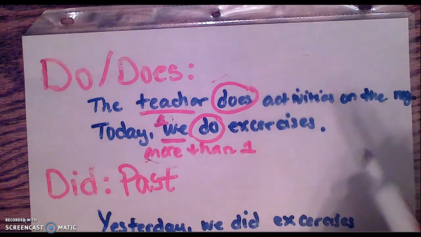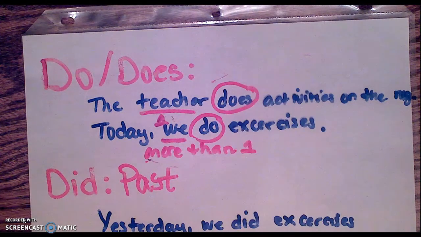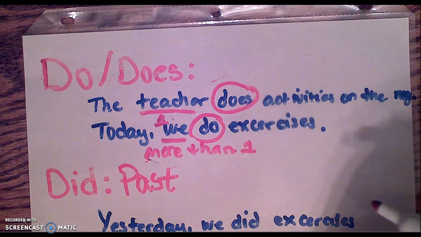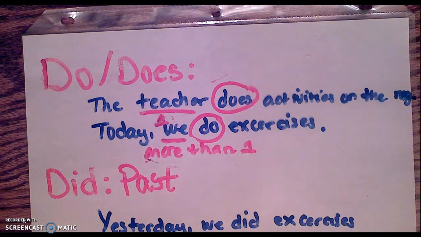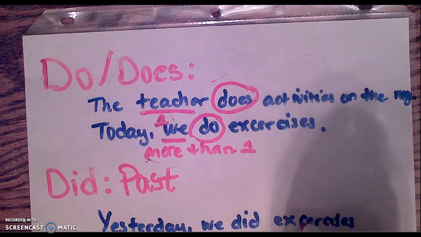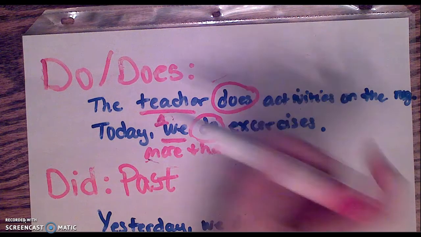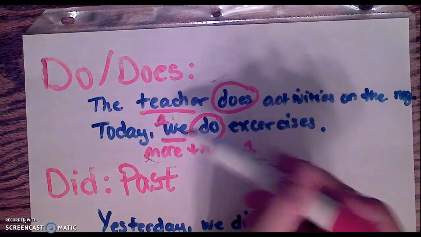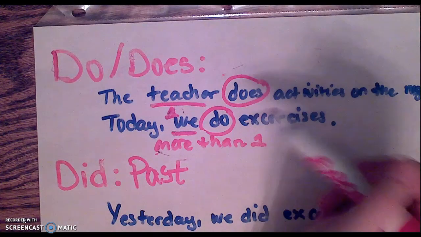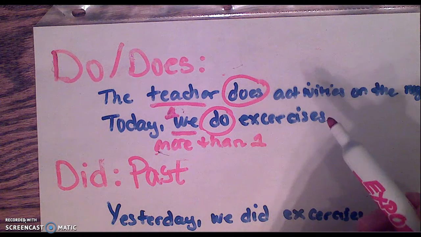Now let's try that. If one subject, you use does. If it's more than one subject, you use do. Now let me switch it. The teacher do activities on the rug. No, we're not hillbillies. Does. The teacher does activities on the rug. Or today we does exercises. No. If it's more than one, we need to use do. Today we do exercises. Mrs. Isham really likes to read the sentences out loud to see if it makes sense.